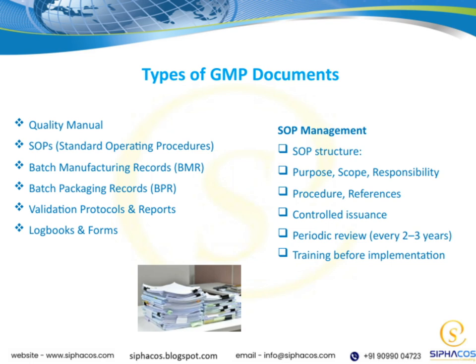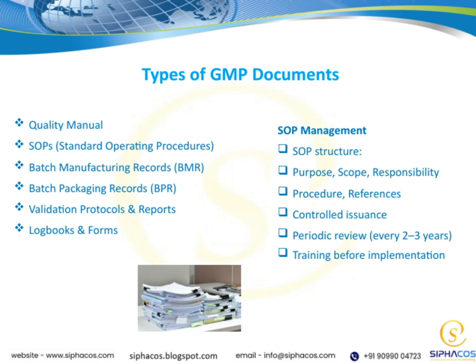Now, moving on to the types of GMP documents. The foundation is the Quality Manual, which provides an overview of the quality management system. SOPs, of course, are the detailed instructions for specific activities. Batch manufacturing records, or BMRs, document each batch's manufacturing details, while batch packaging records, or BPRs, do the same for packaging. Validation protocols and reports are key for ensuring processes are effective and reproducible.